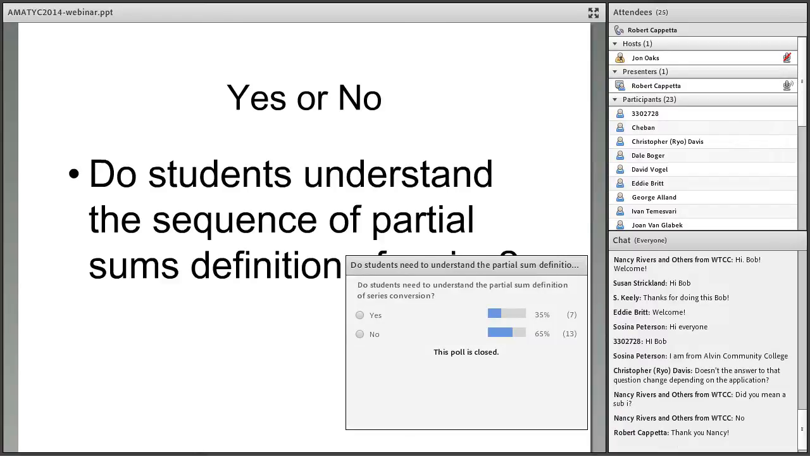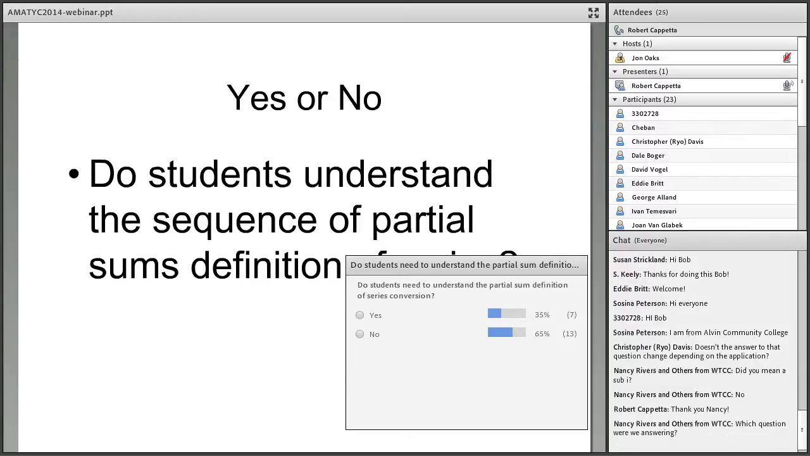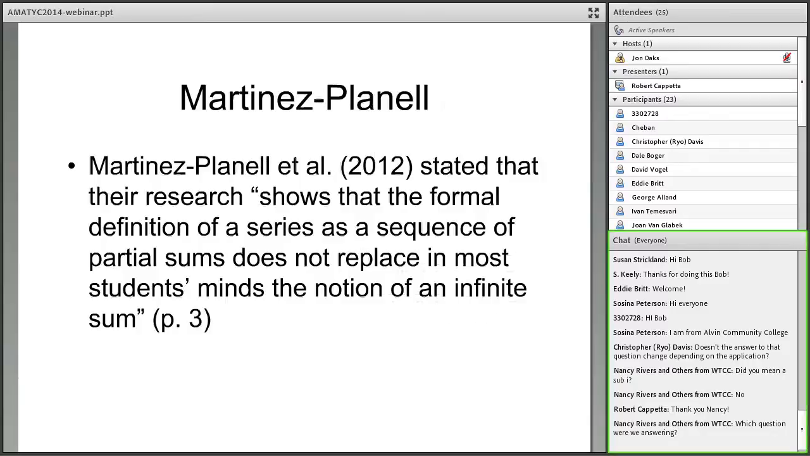Okay, thanks, John. Again, 2 to 1 people are saying no. So some people think they do understand, about a third of the people that responded. 2/3 said they don't. So I want to take a look at the research there to see what that tells us about this issue. Martinez-Planell in 2012 showed that the formal definition of a series as a sequence of partial sums does not replace in most students' minds the notion of an infinite sum.